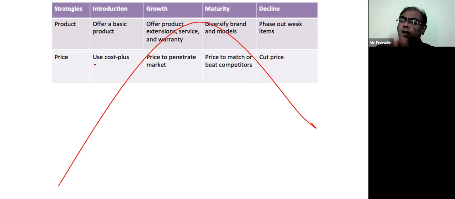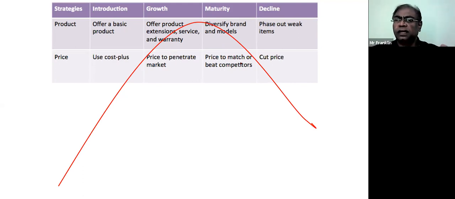That's what cost plus is. That means what's the cost, you add plus. Plus could be a percentage or even a figure, how much you want to make. So that's the first strategy. For pricing at introduction, you use cost plus. At growth, the product becomes more popular, people are seeing it, and sales are increasing day to day. Then you use a price to penetrate the market. Penetrate means you want to penetrate the market, so you have to lower the price. So you lower the price.